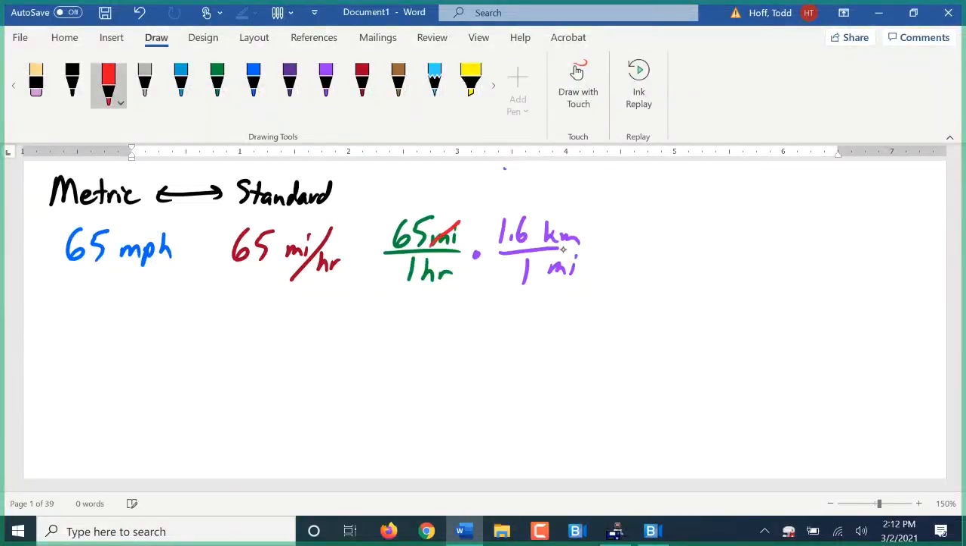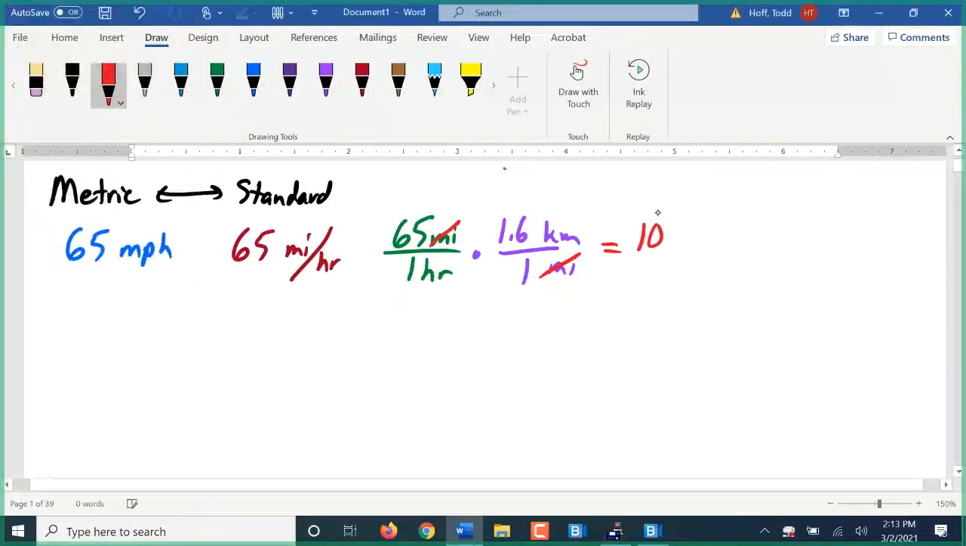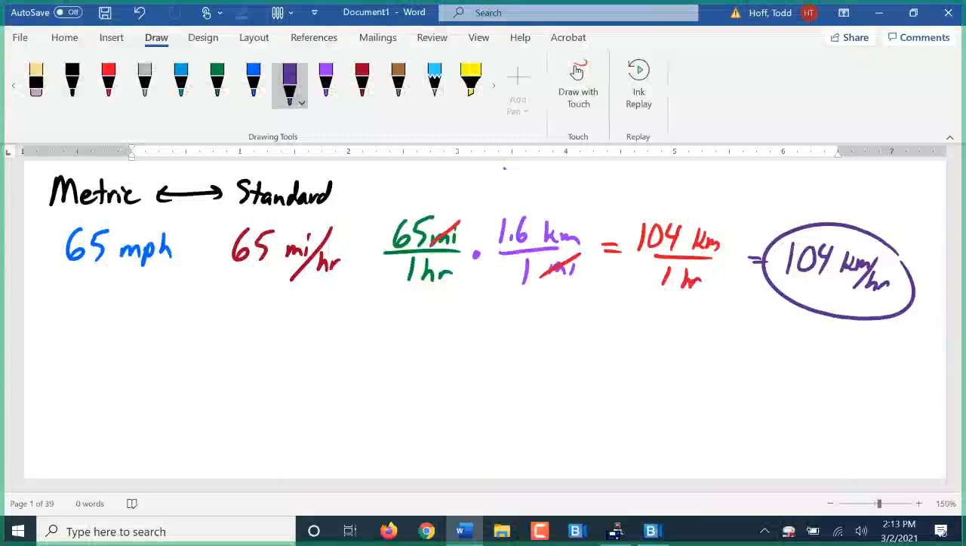So the miles cancel out. I've got 65 times 1.6. This is 104 kilometers. On bottom, 1 hour times 1 is just 1 hour. So to divide that out, there's really nothing to divide. That's just 104 kilometers per hour. So most of our speed limits, the 65 mile an hour speed limits, are probably going to change to either 100 or 105 kilometers per hour if we make the change over to the metric system.